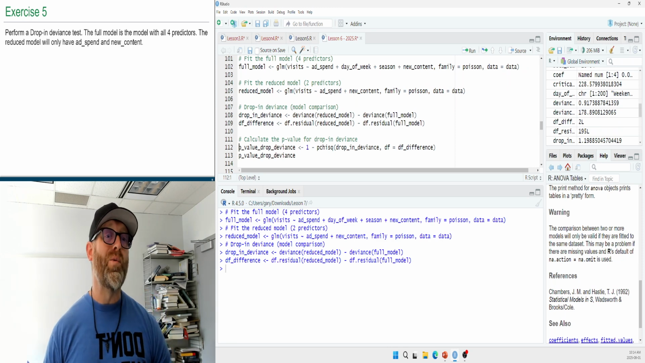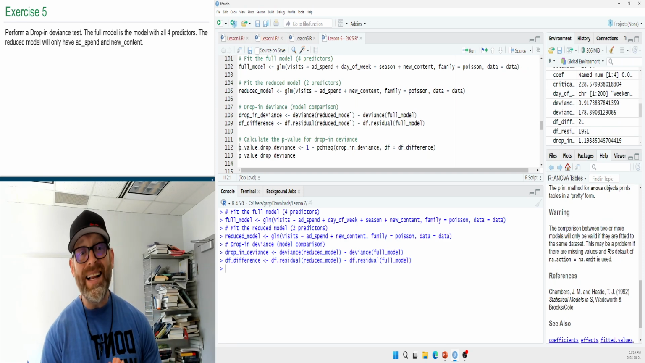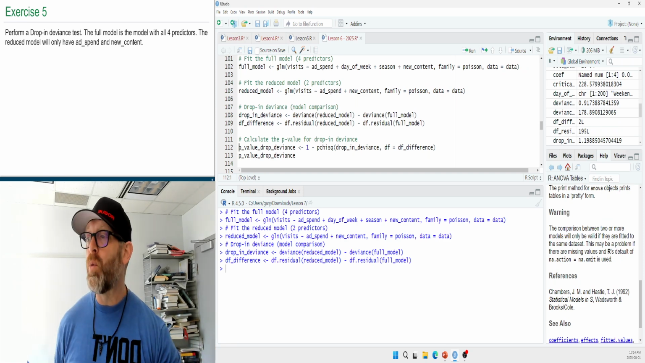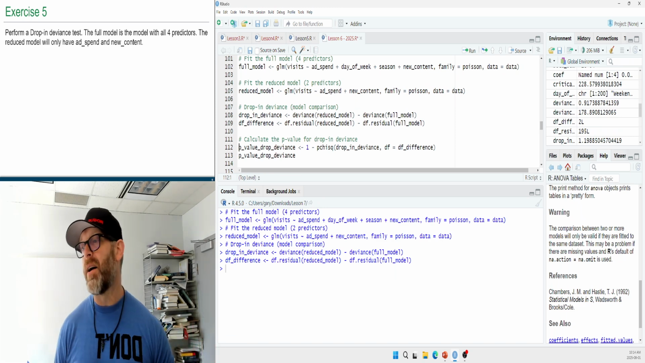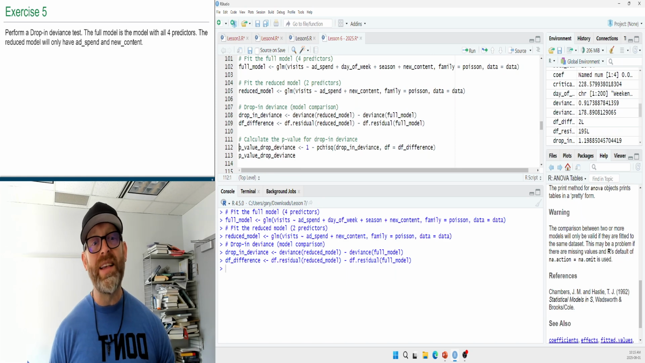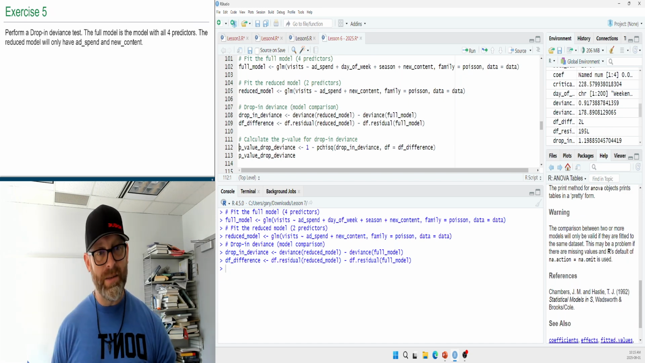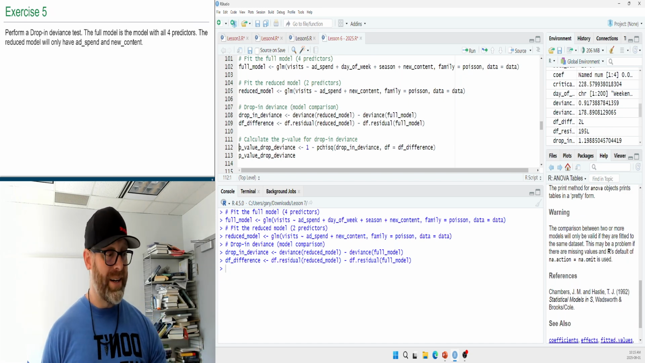Now remember, we don't want that. We want everything to the right. We want that extreme. So in order to get the other side of that, I can just take 1 minus the opposite of that. So we're asking the question now, what is the probability that we see this specific drop in deviance or larger? So what is the probability that we see this or larger?